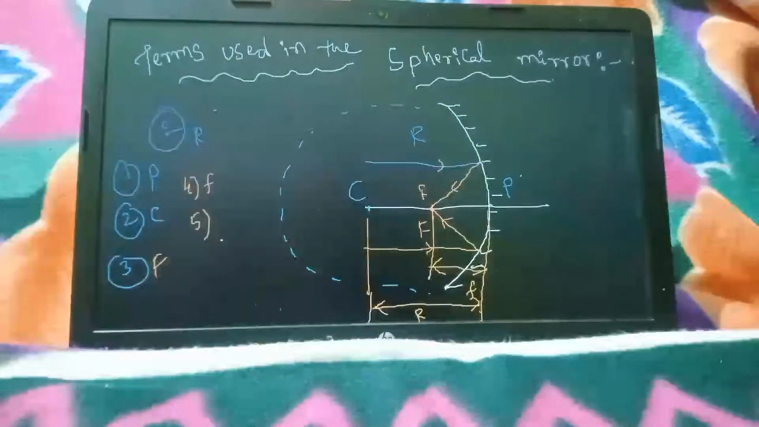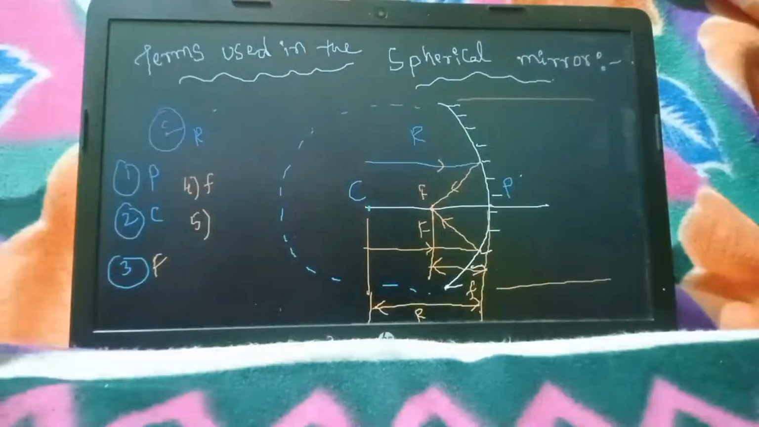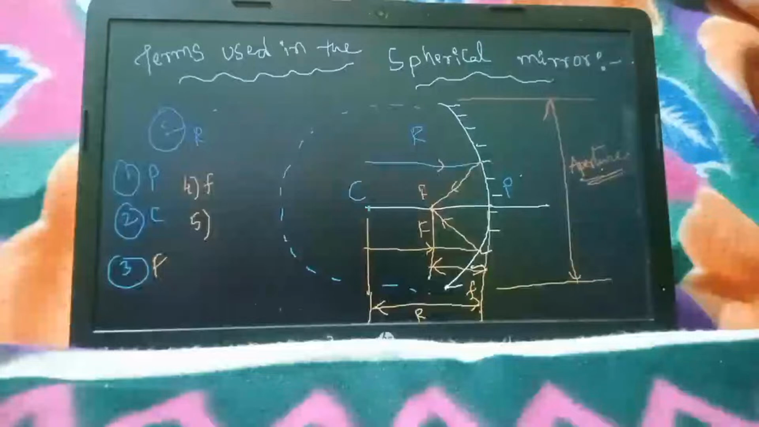And the fifth one is the width of the mirror. I'm considering this as the width of the mirror, like this. This is called aperture. The width of the mirror is called aperture.